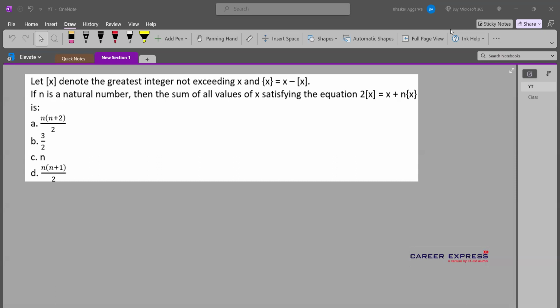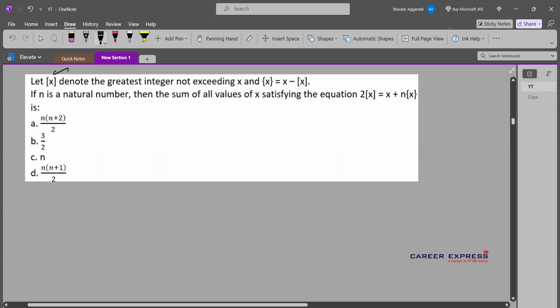This is a question from IPM Indore paper 2023 QA section. So here the first line is the general definition of greatest integer function, where box x denotes the greatest integer not exceeding x, and this is called the fractional part of x. So the fractional part of x is equal to x minus the greatest integer of x. This is the general definition of the fractional part function.